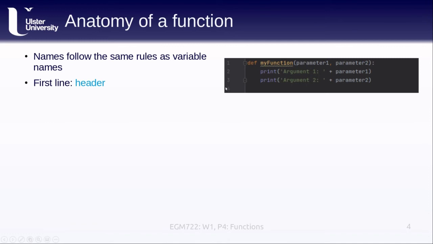The first line of the function is something called a header. We saw this with conditional statements, and here we are starting with something called a definition statement. So we have this def, then we have the name of our function, then in parentheses the parameters that we are going to use in the function. This can also be empty if we have no parameters to use. And then we have the header ending with a colon, just like we saw with the conditional statements.